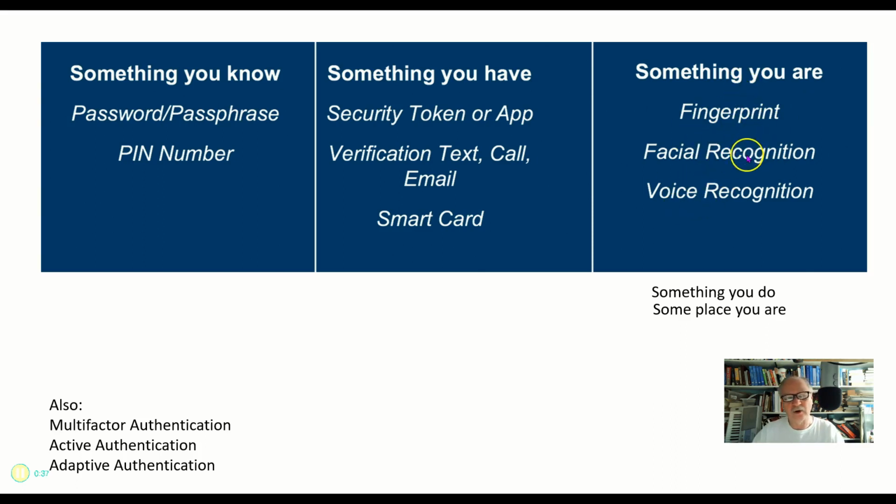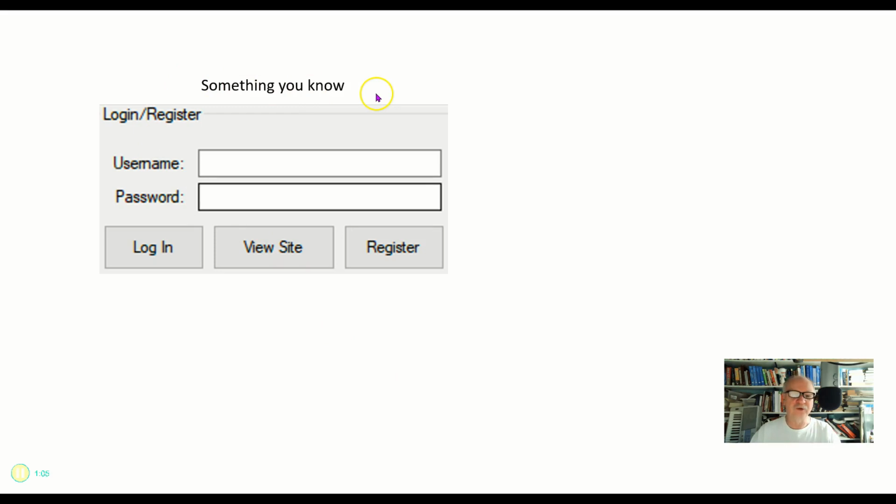Under something you are, a couple of subcategories: something you do or some place you are. These have been added more recently. We're also going to be looking at these terms: multi-factor authentication, active authentication, and adaptive authentication. So first of all, something you know.